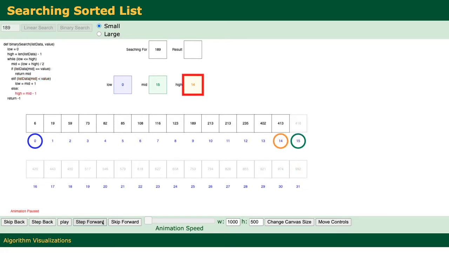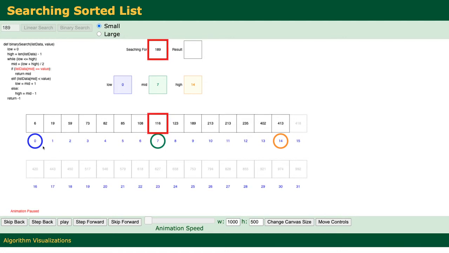A new midpoint is calculated by 0 plus 14 divided by 2, which is going to be 7. The number at the midpoint is 116, which is smaller than the number that we are searching for. What does this mean? This means that the number that we are searching for is going to be on the right side of the array. It cannot be on the left side because all the numbers that are smaller than the midpoint are on the left side. So we are going to discard the left side of this array.